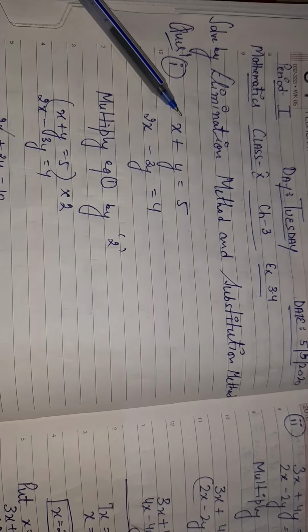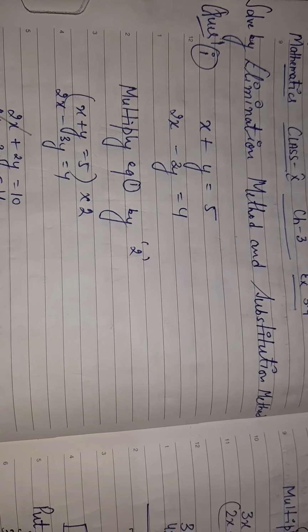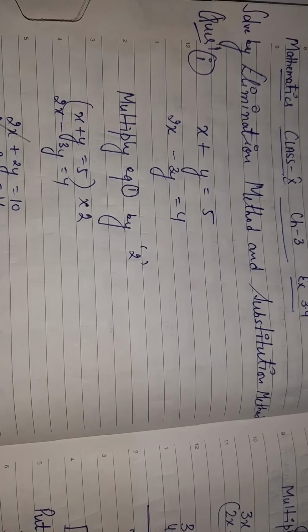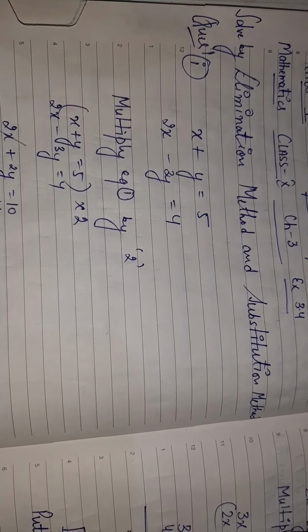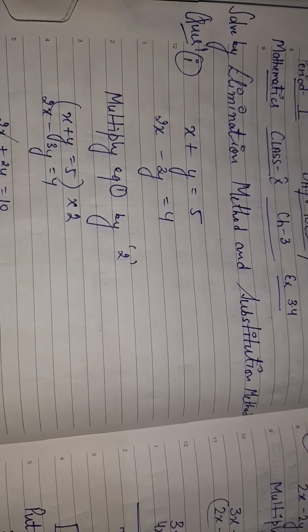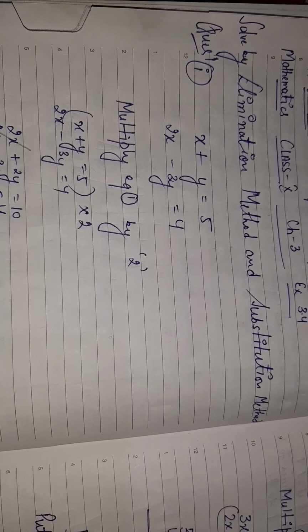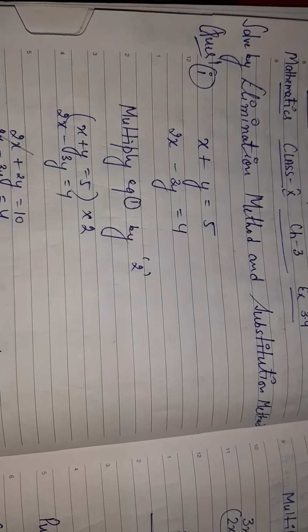We have two equations, x plus y is equal to 5 and 2x minus 3y is equal to 4. What do you have to do in the elimination method? Just eliminate one of the variables by equating its coefficient.